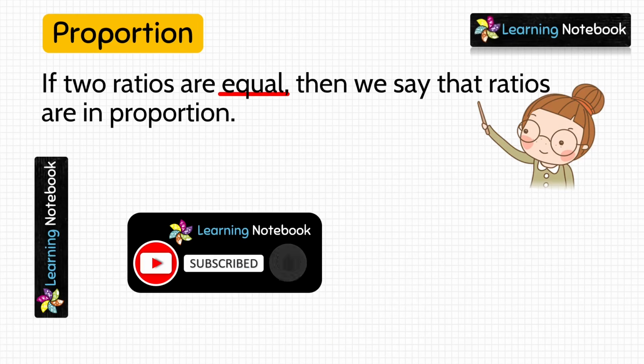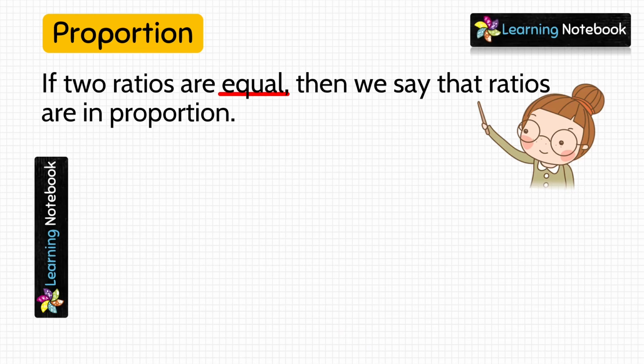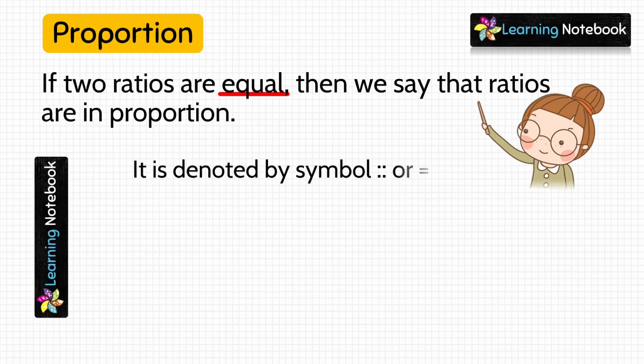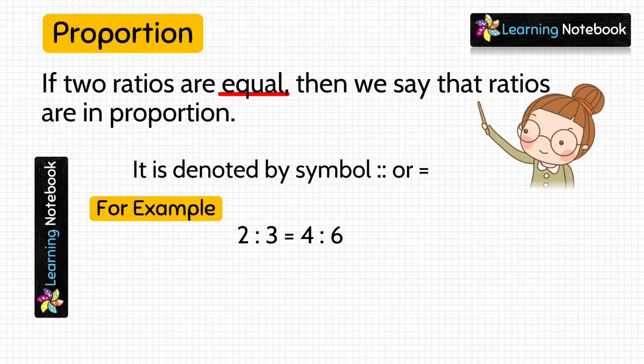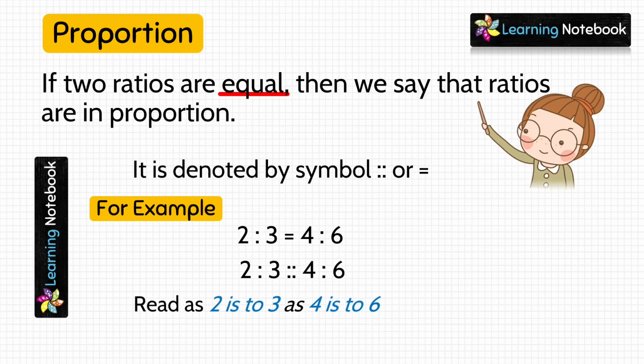So students, with these two examples we learned, if two ratios are equal, then we say that ratios are in proportion. Another point to remember is that proportion is denoted by the symbol double colon or equals. For example, we know ratio 2 is to 3 equals ratio 4 is to 6. So we can also write them as 2 is to 3 as 4 is to 6. So this represents that these ratios are equal and thus they are in proportion.